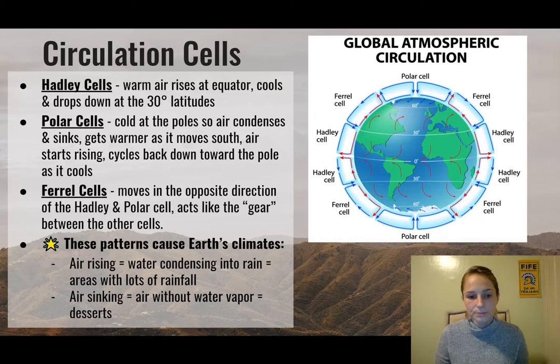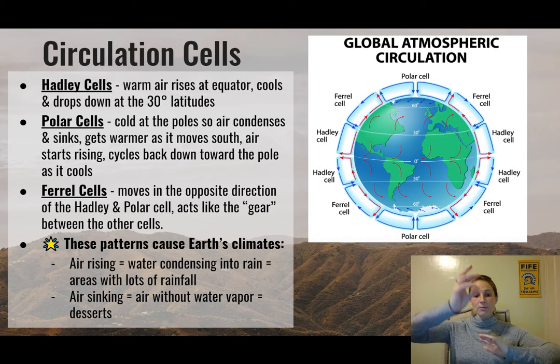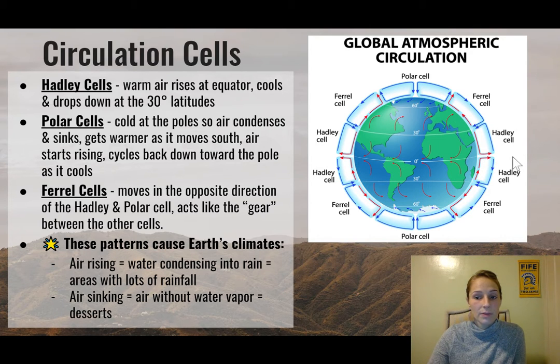Now, these patterns actually are going to cause Earth's climate. So in areas where air is rising, you're going to have a lot of water condensing as it moves up that rising point, and it's going to start raining. So these are going to be areas where you get a lot of rainfall. Think of here at the equator where you get tropical rainforests. They get a lot of rain. That's because this is an area where air is rising because there's low pressure.